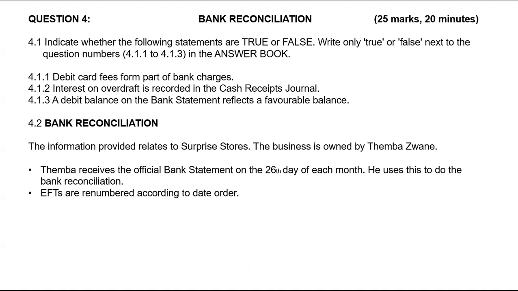You prepare the bank reconciliation statement. And whoever prepares the bank reconciliation statement, it mustn't be the same person that received the bank statement. It mustn't be the same person that prepared the cash books. When I talk about the cash books, we're talking about petty cash journal, CRJ, and CPJ. It mustn't be the same person.